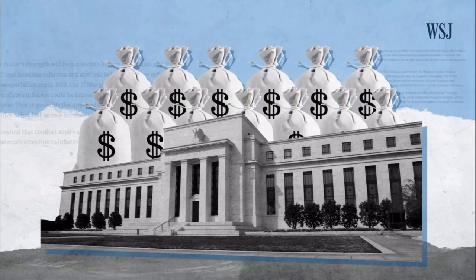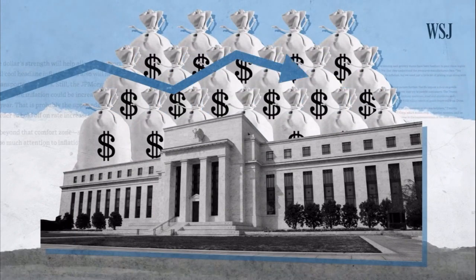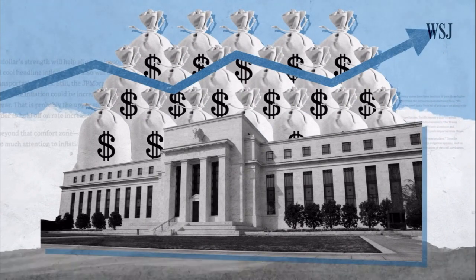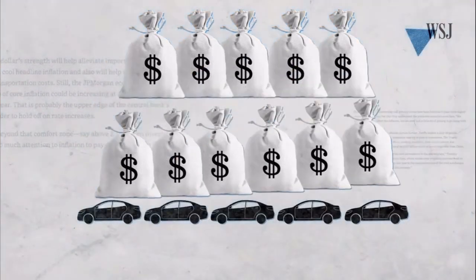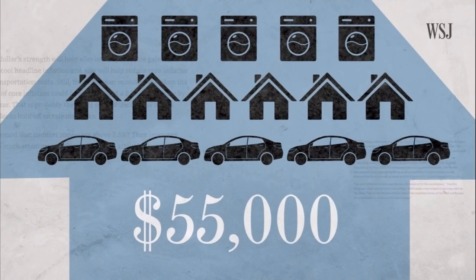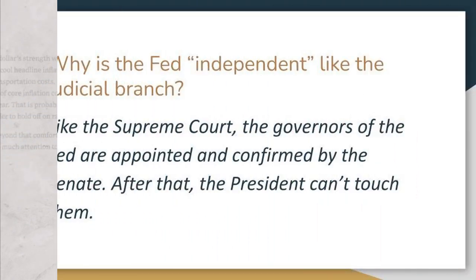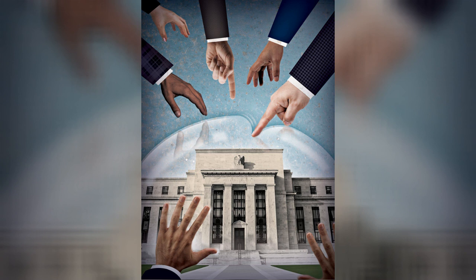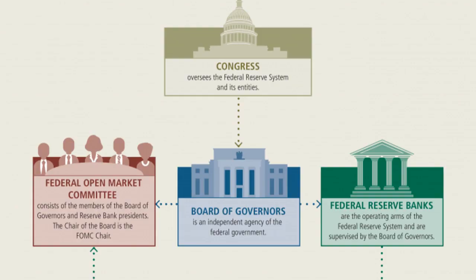It dictates the supply of money in the economy and changes interest rates, which are the cost of borrowing money. By changing interest rates, the Fed can influence how many cars, homes, or machines American households and businesses buy, and that affects whether prices go up a lot or a little. It's important to note here that, like the Supreme Court, governors of the Fed are appointed and confirmed by the Senate. After that, though, the president cannot touch them. The reason for this is that we want to ensure that the Fed is doing what's best for the economy and isn't being pressured by the president or any political party.